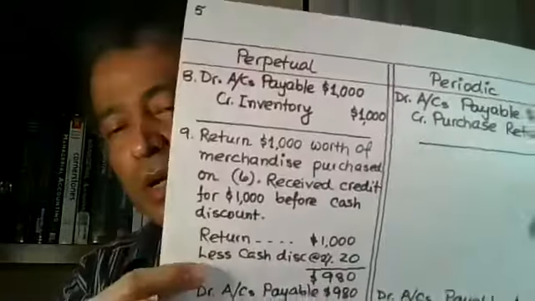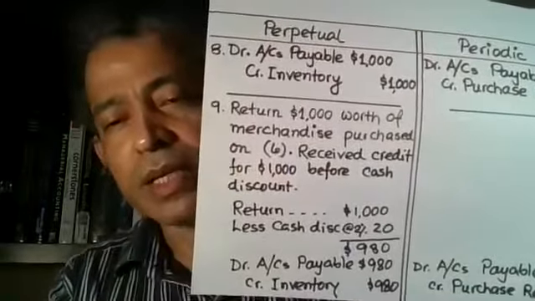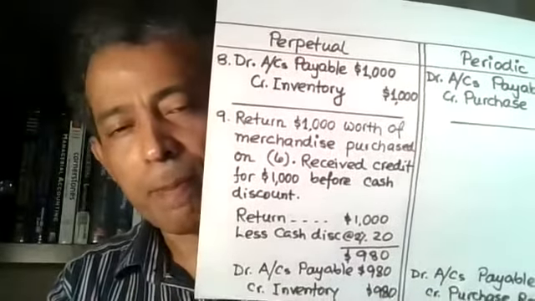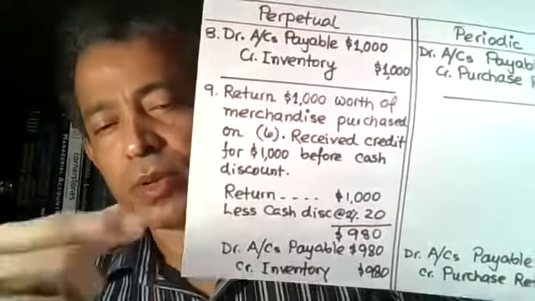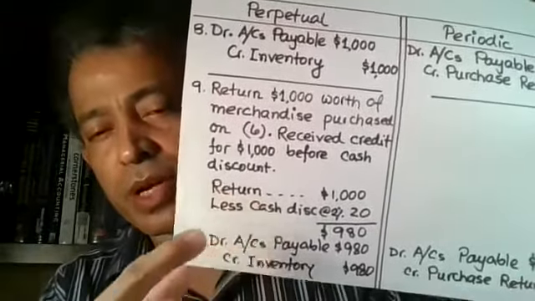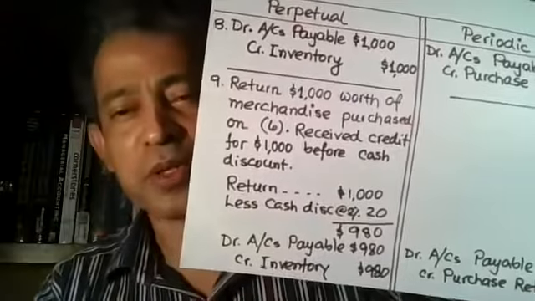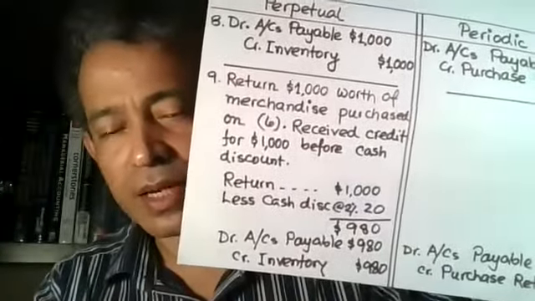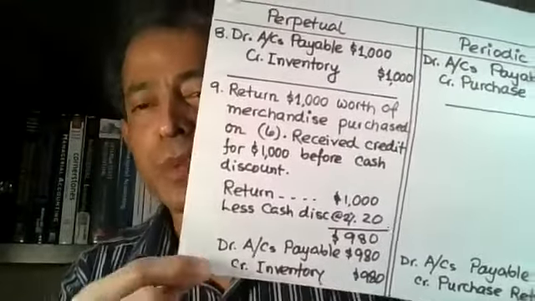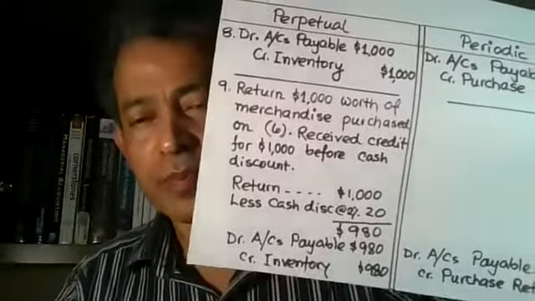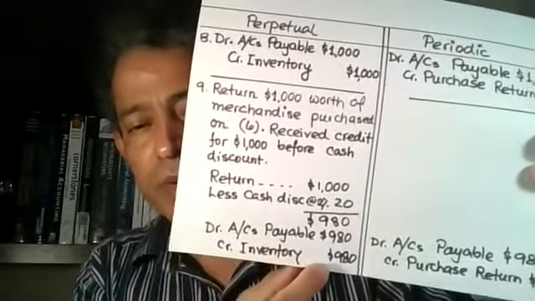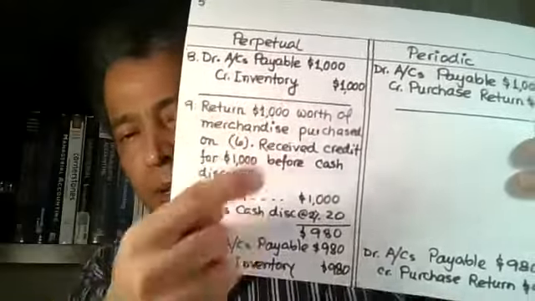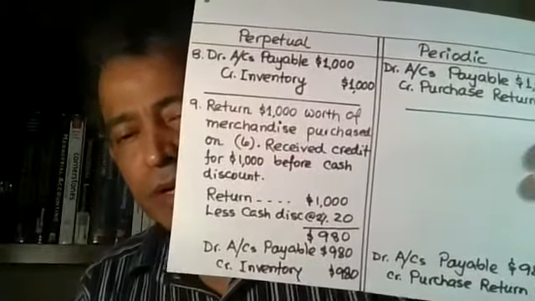So the $1,000 quotation here is just before the cash discount. That was after the trade discount already. In other words, you just have to account for $1,000 minus the 2%. So $1,000, 2% is $20. That means you're going to get a credit for $980. So debit accounts payable, your liability is going down, and your inventory is going out. Very similar to the previous one. You see, credit inventory, debit accounts payable.